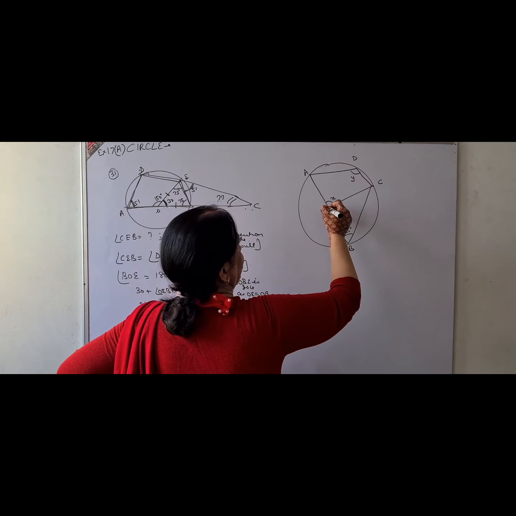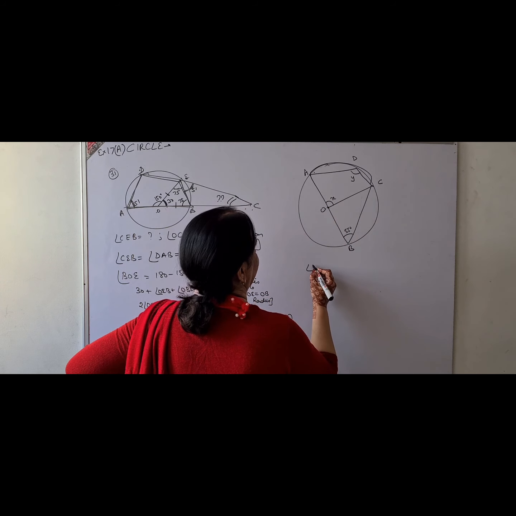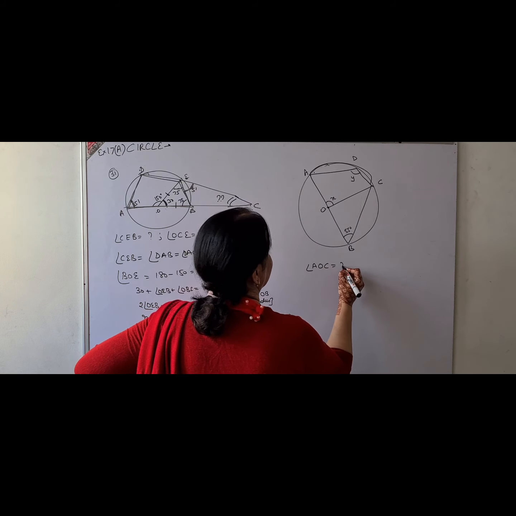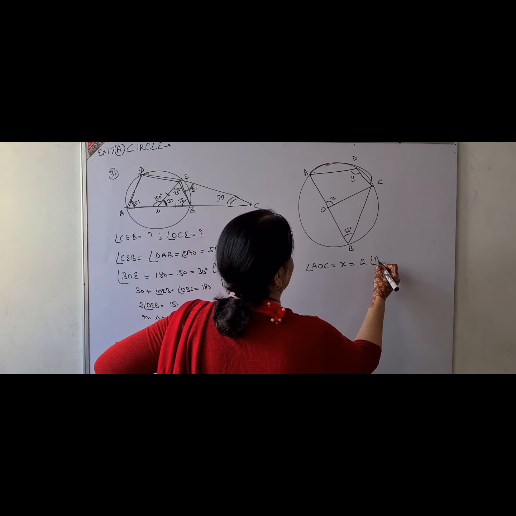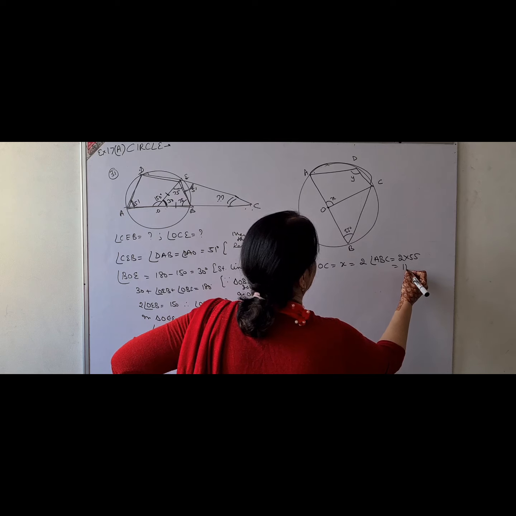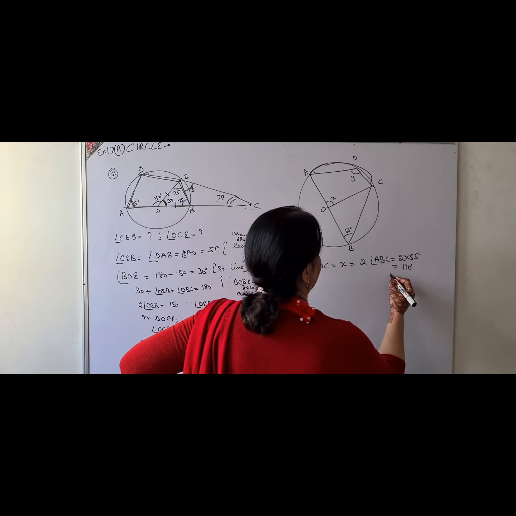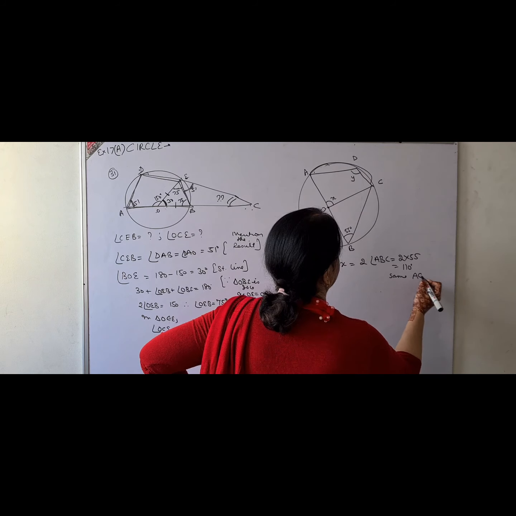Arc AC is making AOC, and arc AC again is making ABC. So you know that AOC, in fact X, will be equal to twice of ABC. And the result, you know, is that the central angle is equal to twice the circumference angle made by the same arc. And the same arc here is AC.